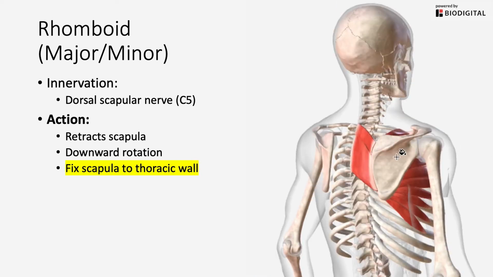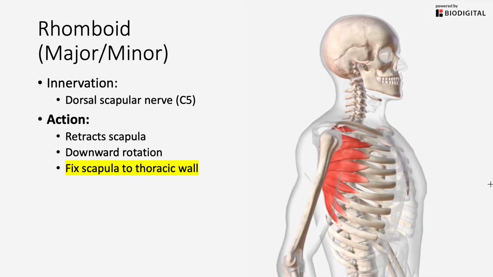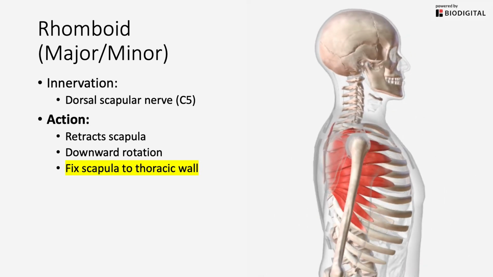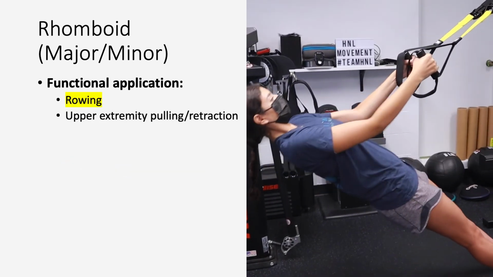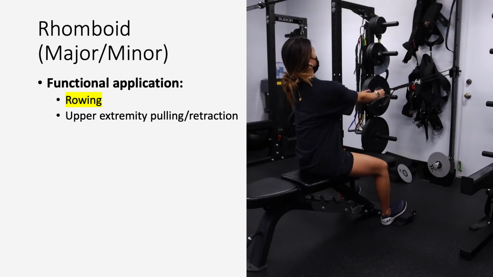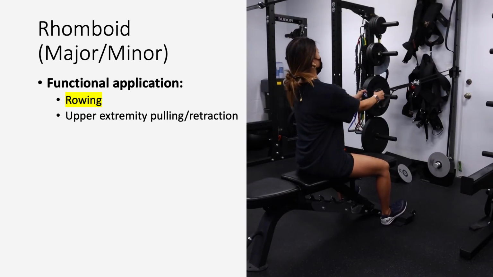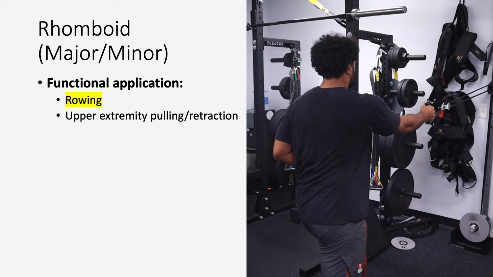As we start to go over other muscles in other videos, you're going to see that the rhomboid major and minor work together with the serratus anterior to pin down the scapula to the thoracic wall, or your rib cage. So the rhomboid major and minor, the functional application is heavily involved in rowing movements, typically when your elbows are below shoulder height, because then you're going to have this downward rotation of the scapula and you're going to have this scapular retraction.